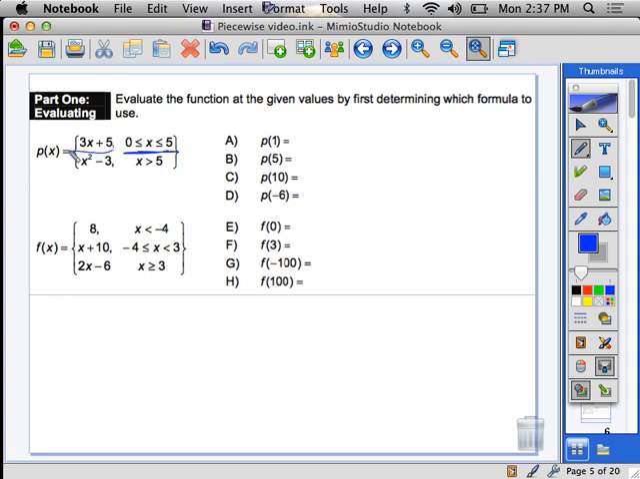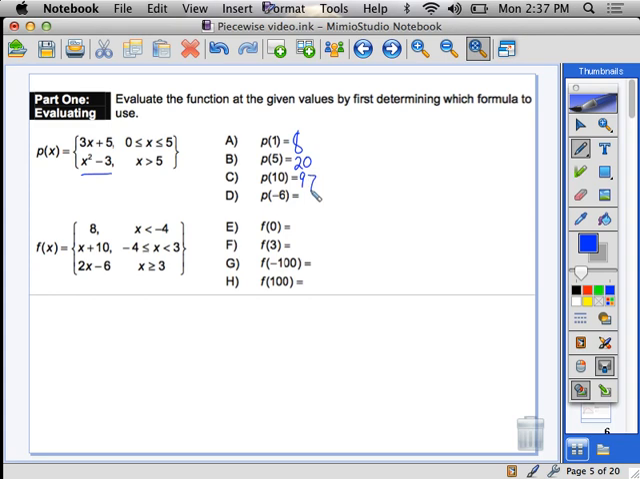So 1 times 3 is 3, plus 5 gives us 8. If x is 5, notice we have two parts that include 5 on the restrictions, but only one of those uses the equal sign. Okay, so we're going to use the top formula. So when x is 5, I get 15 plus 5 gives me 20. Okay, and then when x is 10, we're going to use our bottom formula, this one here. So 10 squared is 100 minus 3 gives us 97.